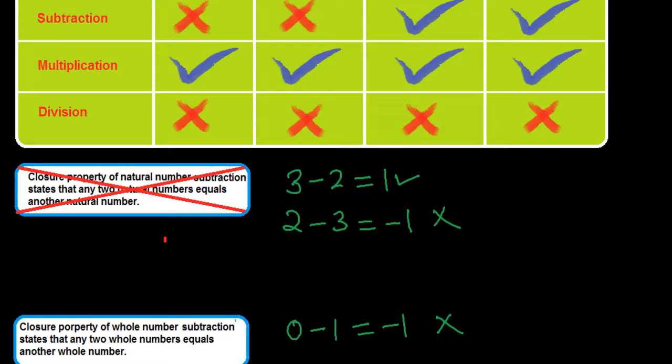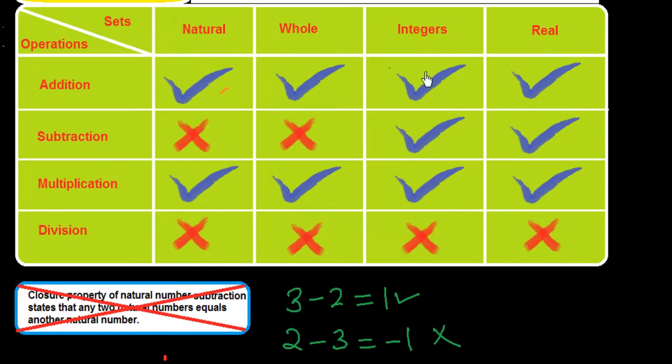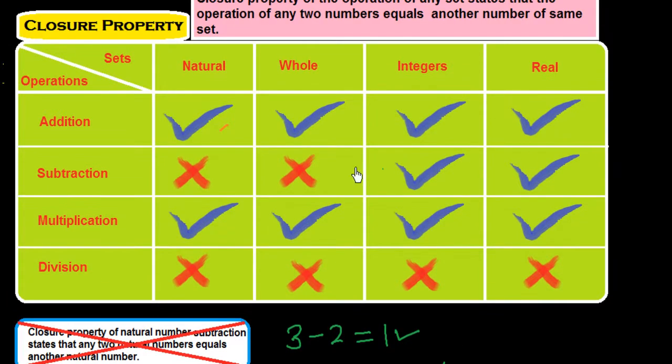So look at this chart, you see for subtraction natural numbers are not closed, whole numbers are not closed, but the integers and real numbers are closed here. Now we see about the multiplication.